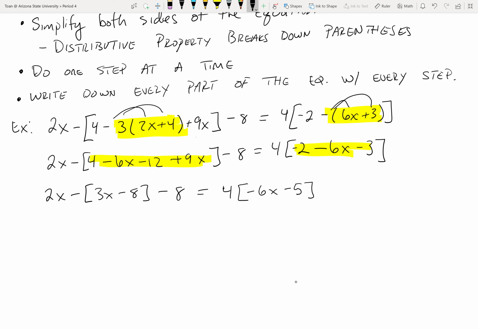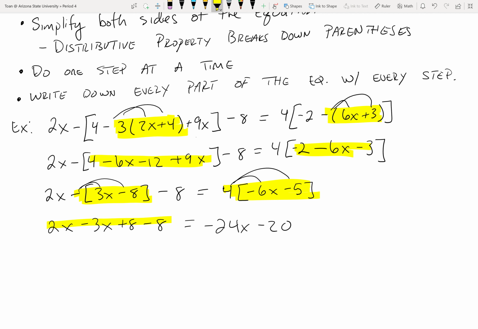I still have brackets, which are nothing more than parentheses, so I still have more distribution. So I'm going to distribute this guy, and I'm going to distribute this guy. Anything I don't highlight, just keep copying down. So distribute the negative, gives me a minus 3x plus 8. Minus 8. Distribute the 4, negative 24x minus 20.